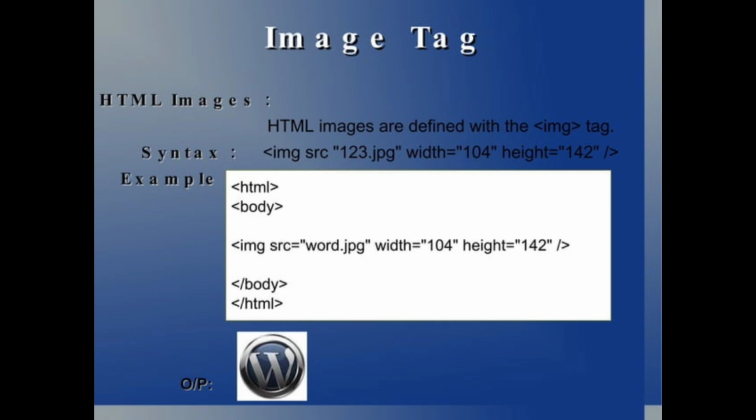What is the image tag? For the image tag we define img. Img means image. Source means src, the image source, where the file is, the jpg file name we are taking the image from. In the image we want to give width and height for the image. This is the example for the image tag.